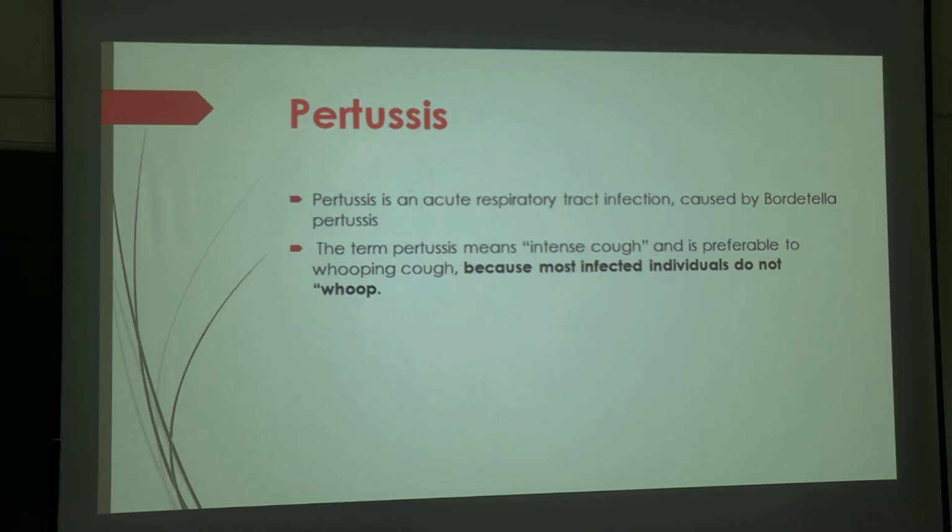Next is pertussis. What does pertussis mean? Whooping cough. So what is the causative organism of pertussis? Bordetella pertussis. Is it gram positive or negative? Microbiology. So it is a coccobacilli and it is gram negative. So the term pertussis means intense cough, but the synonym is whooping cough. But having pertussis does not always mean whooping.